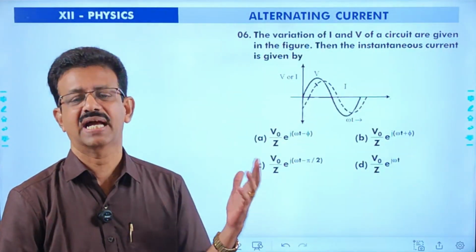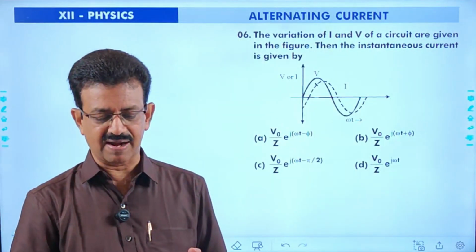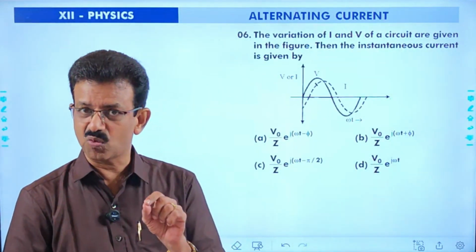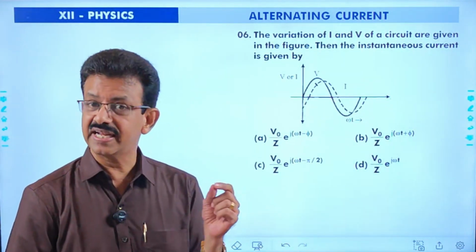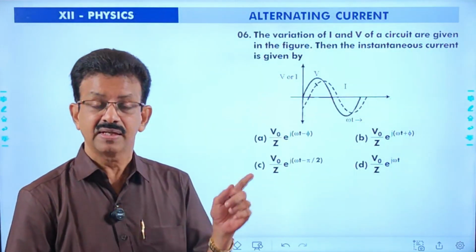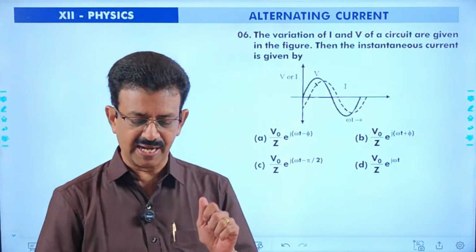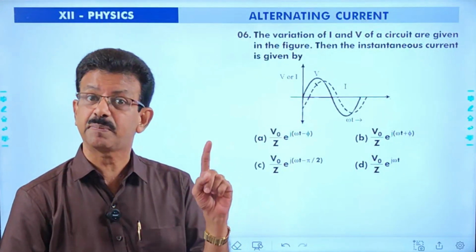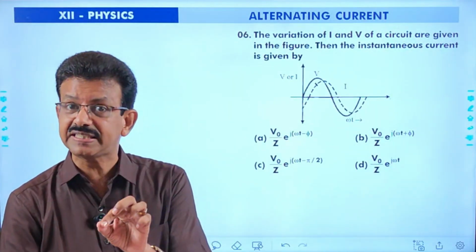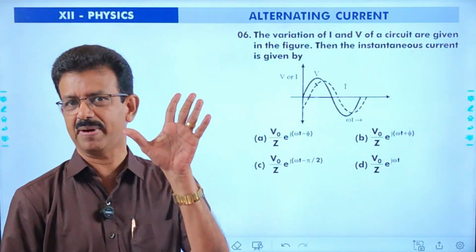In the next question, a graph is given. In the given graph, instantaneous voltage is plotted and instantaneous current is also plotted. From the graph, we can identify one thing, that the current lags behind the voltage by a phase angle which is not equal to pi by 2.